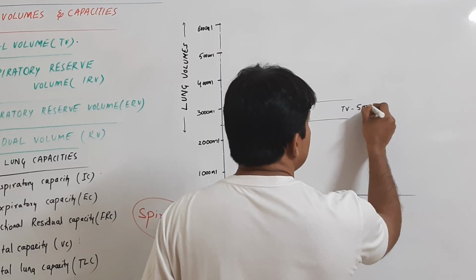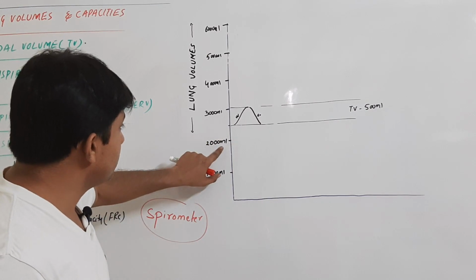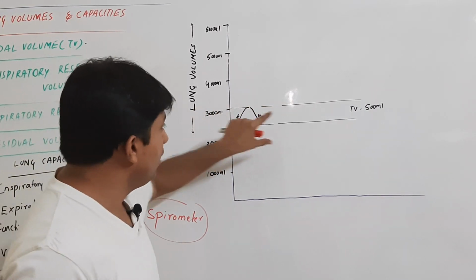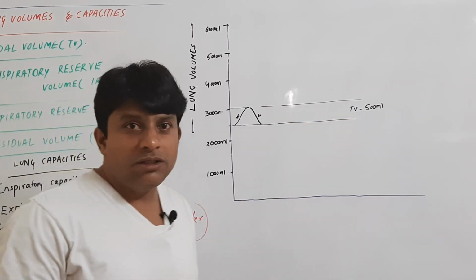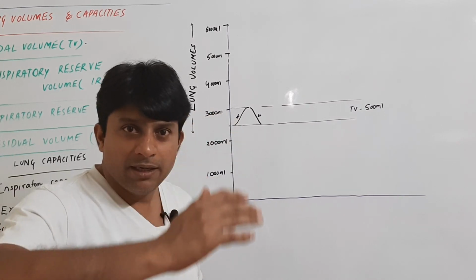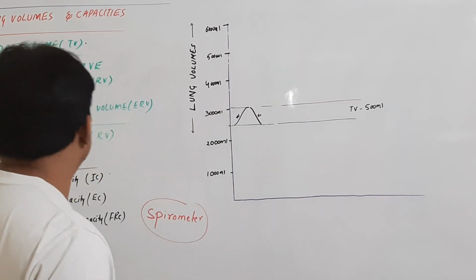So 500 milliliter, that is half a liter. So you can say that this is something 2000, this is 2500 to 3000, the difference is 500 ml, that is what is tidal volume. It's called tidal volume because your inspiration and expiration is in the form of a tide, right? So we call it tidal volume.